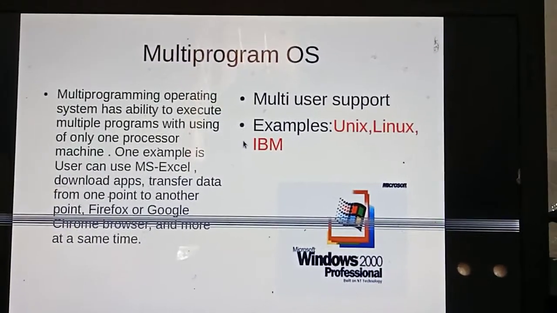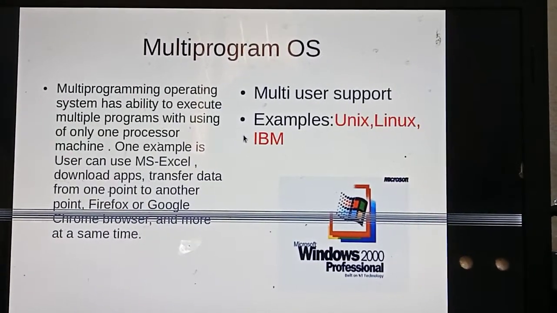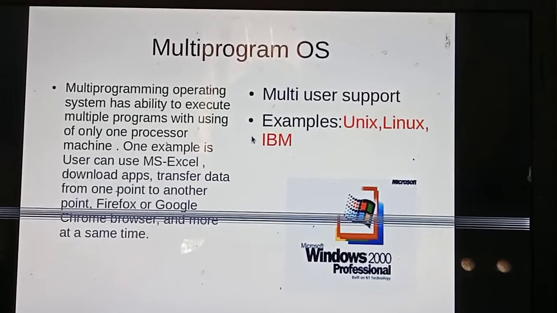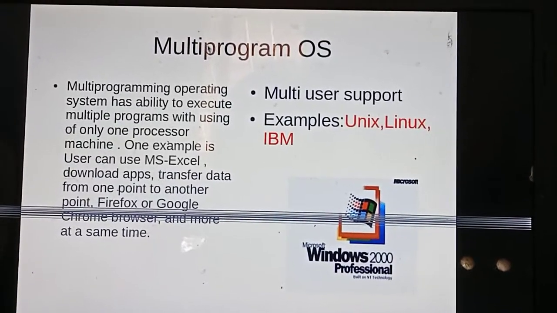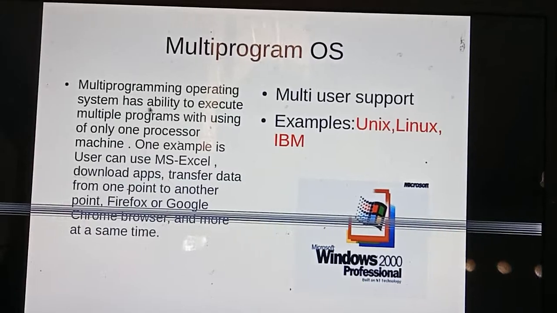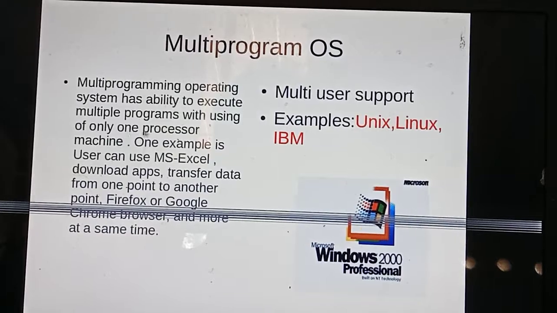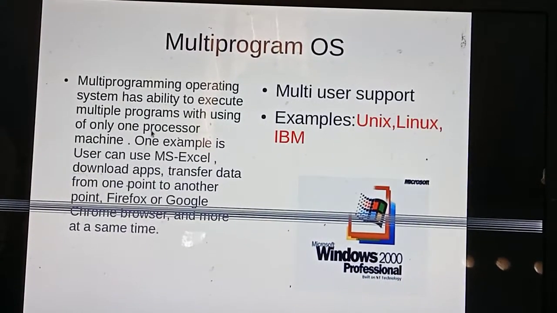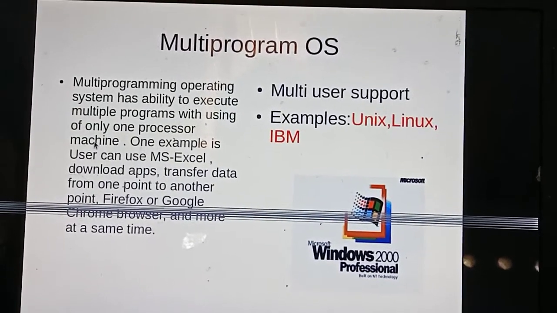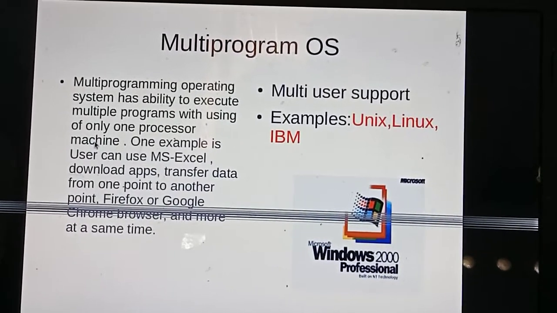Then multi-program OS. So single user operating system, that is over. The second one, multi-program operating system. This is the second type of operating system. A multi-programming operating system has the ability to execute multiple programs using only one processor machine. That is, the system has only one processor, but multiple programs can run together.